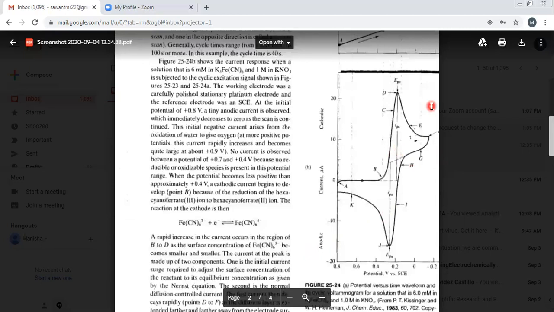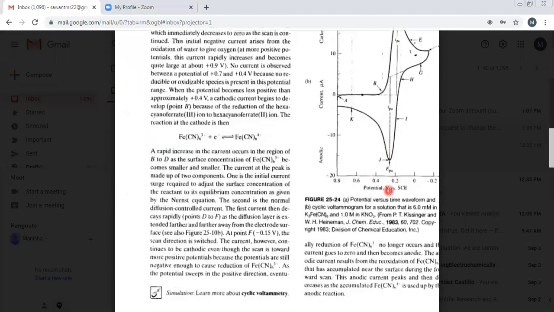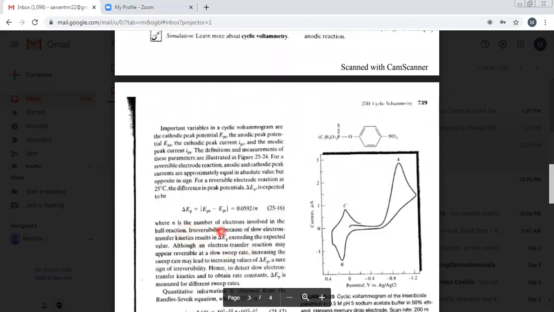And we can find out what delta EP is. Delta EP is the difference between these two peak potentials. So this gap is there, and delta EP corresponds to 0.0592 upon n, where n is the number of electrons involved in the half reaction. So obviously for Fe+3, Fe+2, n will be 1, and therefore delta EP will be directly equal to 0.059, or 59 millivolts.